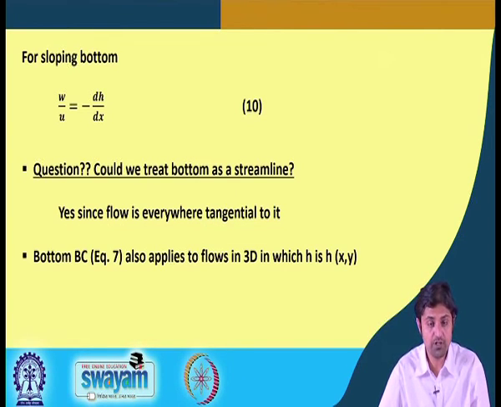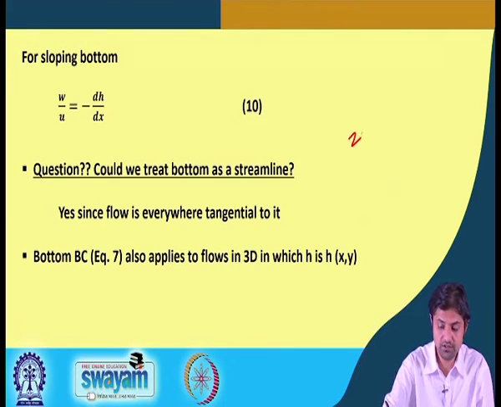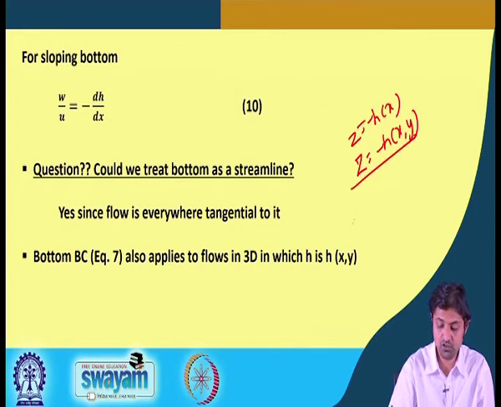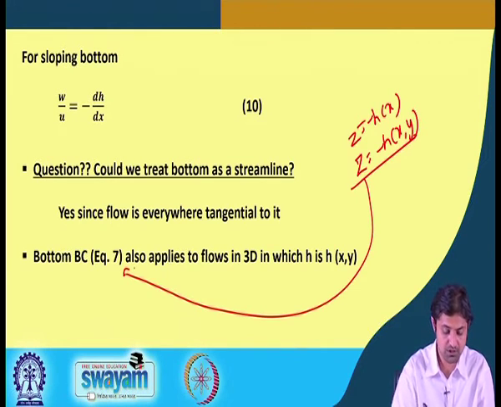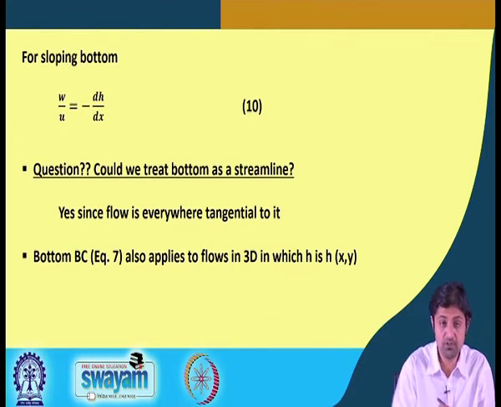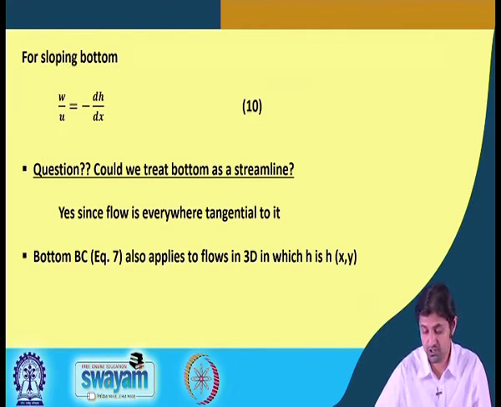So, the bottom boundary condition, which was equation number 7, also applies to flows in 3D in which h is h of x comma y. You remember we started the derivation with z is equal to minus h of x, but let us say z is not only a function of x, but also a function of y, then that bottom boundary condition equation 7 will still apply. It will just have one more term in the differential equation that we have.